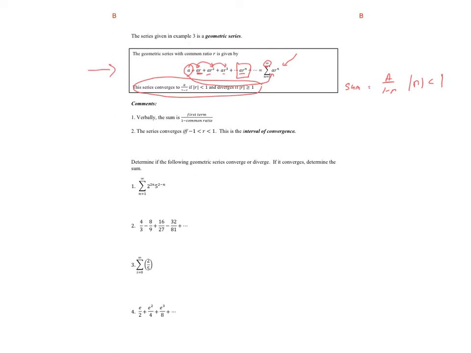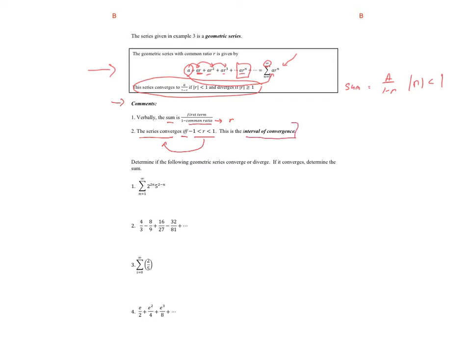All right, here's our formal notation. Verbally, our sum is the first term over 1 minus the common ratio, and the common ratio is just the r. That's all that means. This is if and only if, in case you've never seen that abbreviation, IFF. That is an if-then statement that goes either way. So a series converges if and only if r is between -1 and 1, and vice versa: if my r is between -1 and 1, then the series will converge.